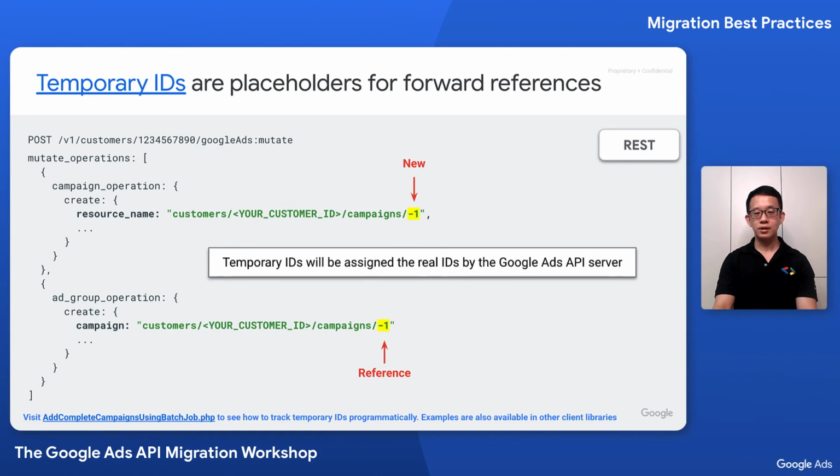The temporary IDs will be assigned the real IDs by the Google Ads API server when you send this request to the server. Note that the -1 number here is hard-coded for the sake of simplicity, but in a real-world situation, you may want to use a kind of tracking function to handle decreasing the negative numbers for you.